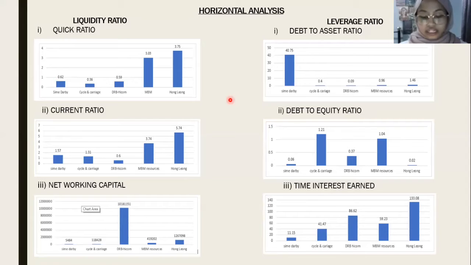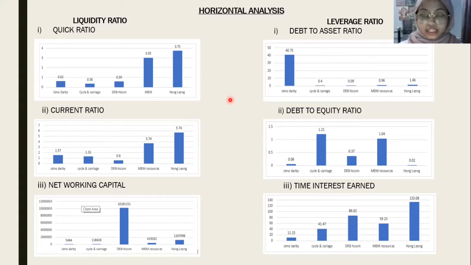Next is horizontal analysis. First is liquidity ratio. For quick ratio and current ratio, we can see that Hong Leong Industry has the best result. This ensures that this organization is well positioned to handle its liquidity and financial health and is more capable of paying its commitment because it has a greater share of the short-term value of its asset compared to the value of its short-term liability. For net working capital, above all, the RB income show the best performance and it indicates that the company financial resources will be able to fulfill all of its short-term financial obligations.